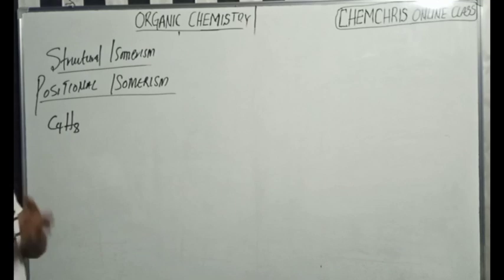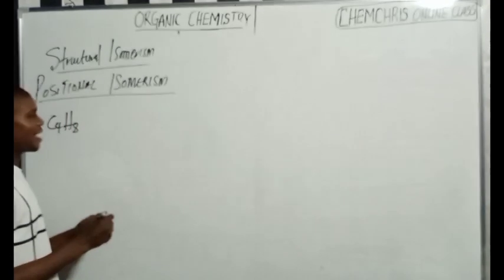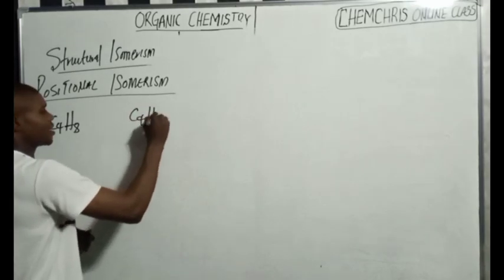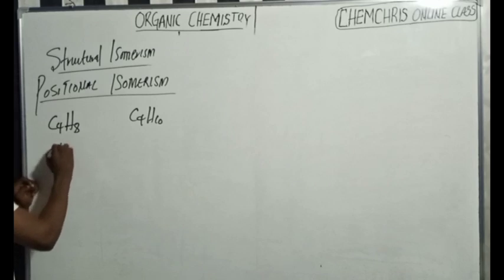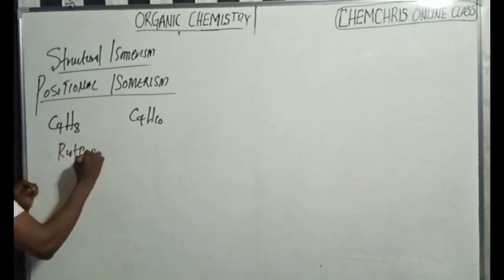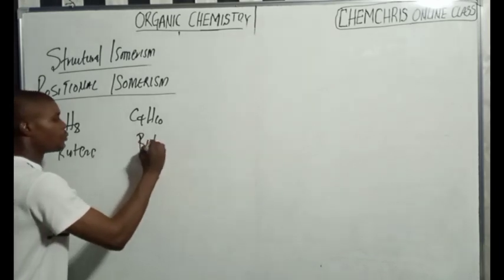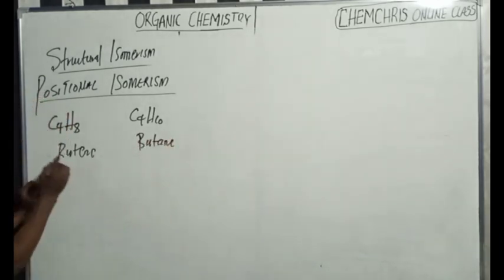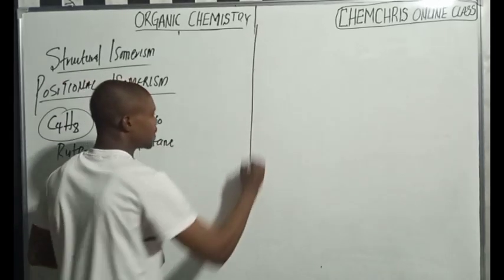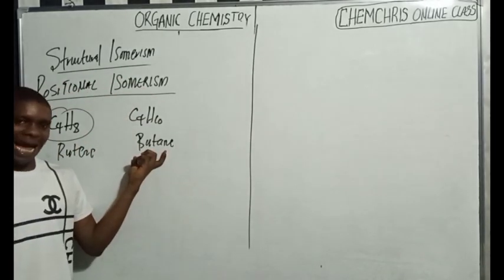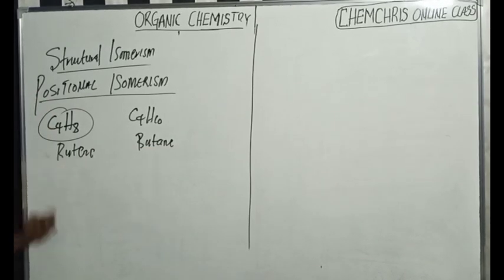Now when I say C4H8, that means there's a double bond. Alkane is C4H10. Here it's called butane, and here it's called butene. So there must be a double bond at this point. Now, this one is going to be chain isomerism, like what I've done, but it's not going to be positional isomerism. I want to get positional isomerism from here.